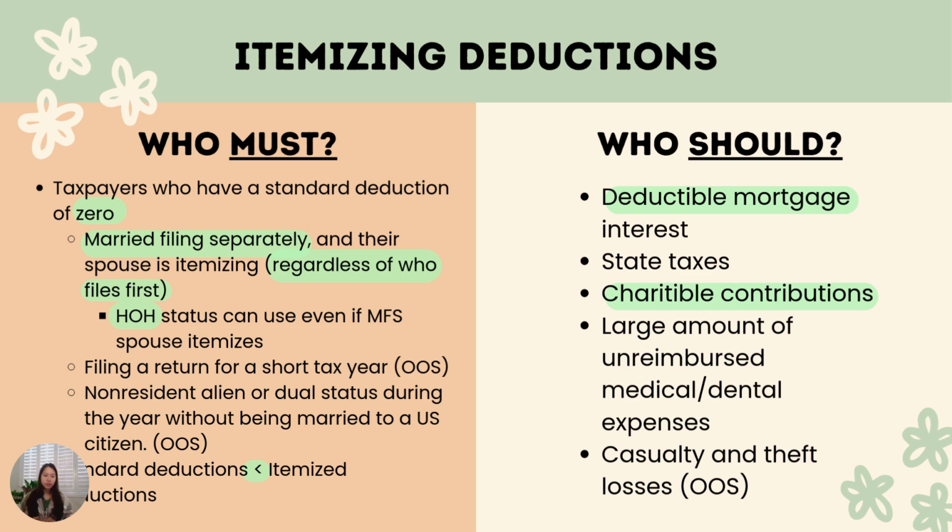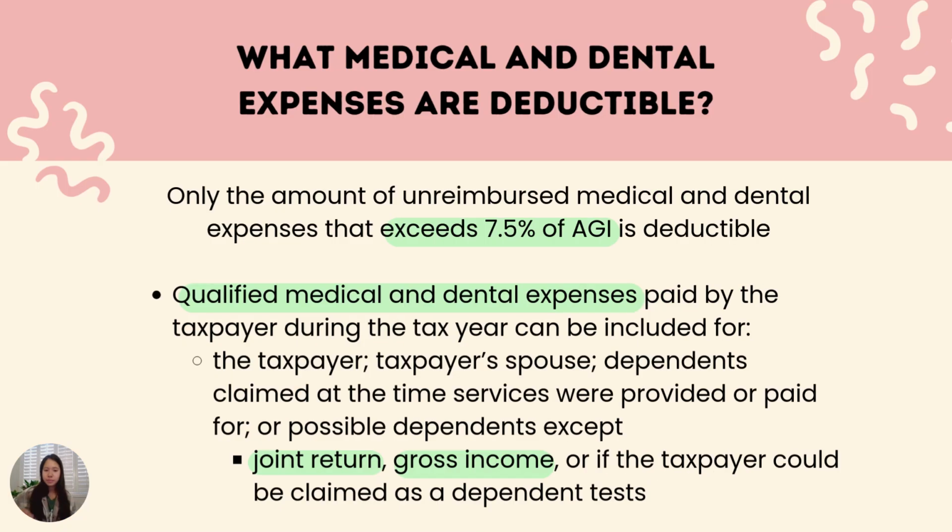Now, when should you recommend a taxpayer to itemize their deductions? These are kind of clues. If you see them on the tax return, these are kind of clues that, hey, this taxpayer should probably itemize. And these include deductible mortgage interest, state taxes, charitable contributions, large amounts of unreimbursed medical and dental expenses, or casualty and theft losses. Okay, so in this lesson, we're going to be going over the main types of expenses that will be deductible, that will result in the deductions that count as your itemized deductions.